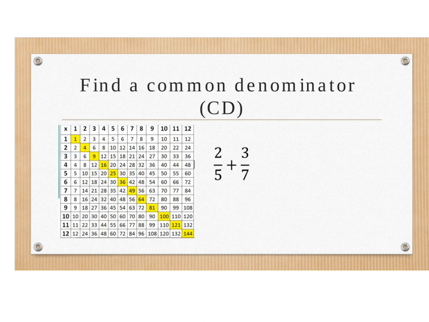Here we're going to use our multiplication chart to find a common denominator. We're going to look at our 7s. I'm going to highlight our 7s going across. And then we're going to go in the other direction and highlight our 5s and see where they intersect. They intersect right there at 35. So we have a common denominator of 35.